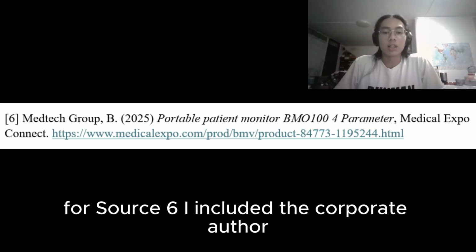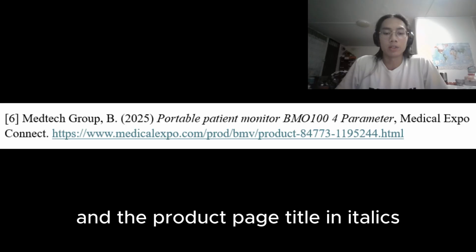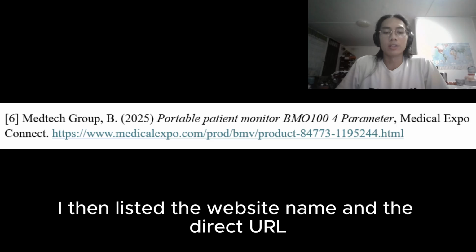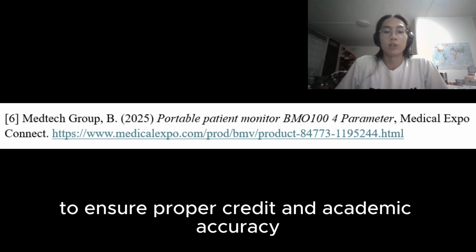For Source 6, I included the corporate author, the publication year in parentheses, and the product page title in italics using sentence case. I then listed the website name and the direct URL. Each element follows APA guidelines to ensure proper credit and academic accuracy.